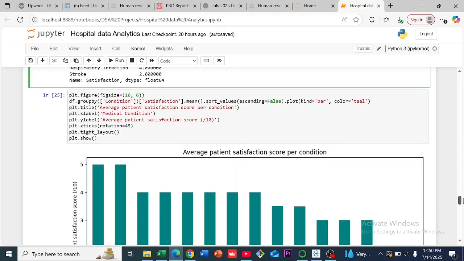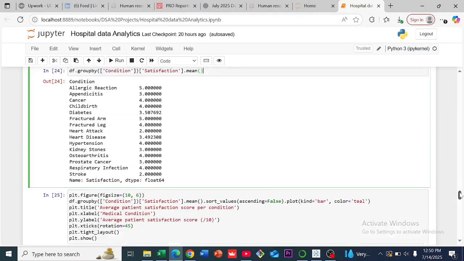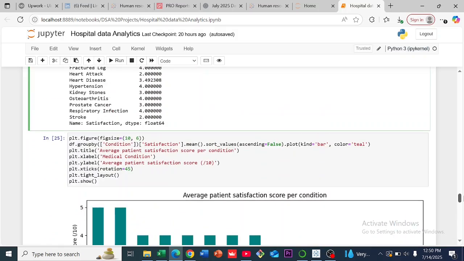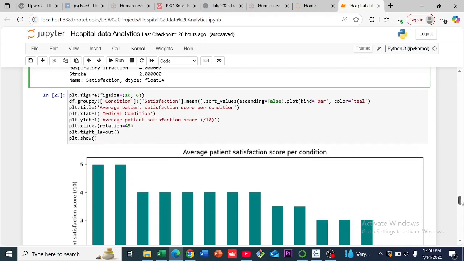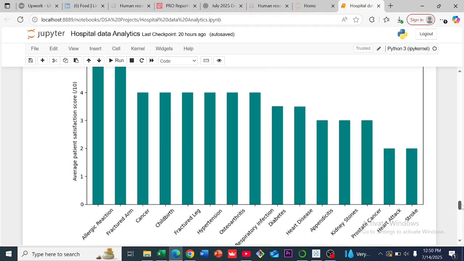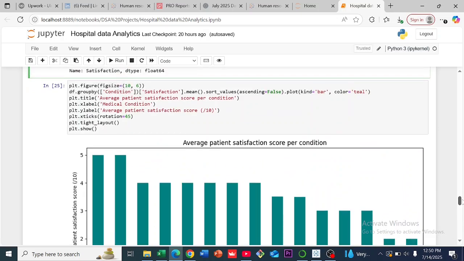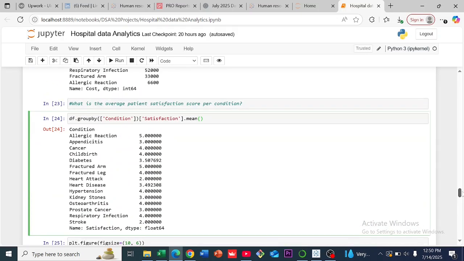So the next thing I did was to put this information into a bar chart. Remember I always said if you have any information that you can use a chart to tell the story much better, then go ahead and do that. So same process, we will be creating this bar chart, and it tells us information regarding the average patient satisfaction score per condition, just like what we've seen earlier here.